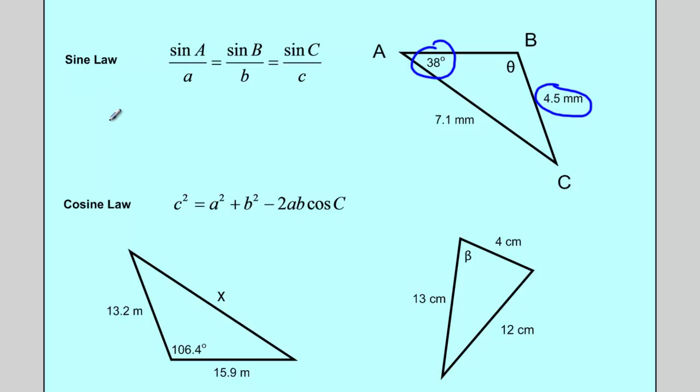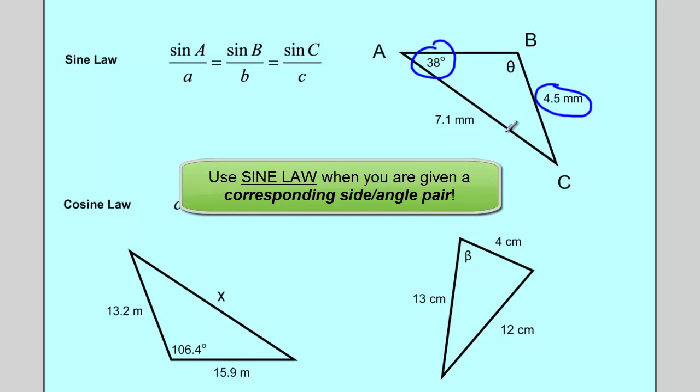So the sine law here states that the sine of any angle in our triangle, A, over the side length A, and remember that an angle always corresponds to the side directly across from it. So the sine of any angle over its side is equal to the sine of a different angle in the triangle divided by its corresponding side, which is also equal to the same ratio as the third angle divided by its corresponding side. So if I have one of these corresponding side-angle pairs, such as 38 and 4.5, I can use the sine law because I can completely fill out one of these ratios.